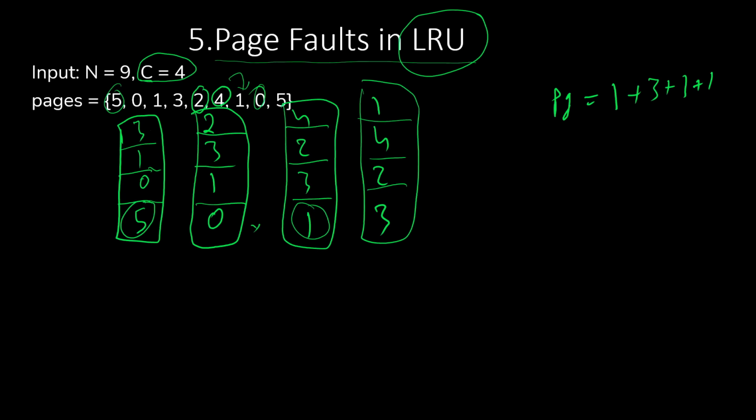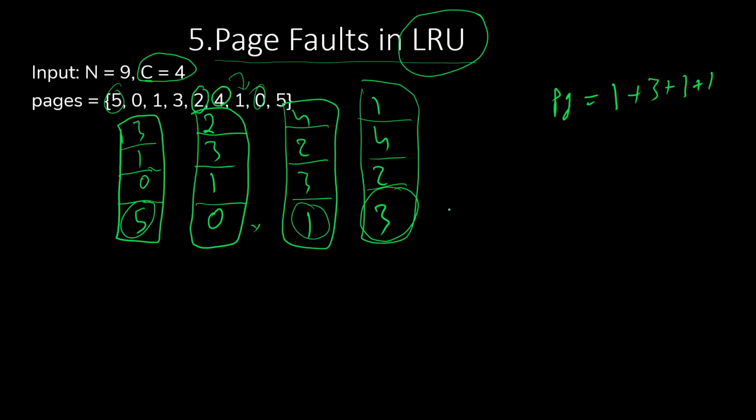Now coming to the next element, 0. 0 is not there, so we're going to remove the least recently used element, that will be 3. Now you can see the change here. If I hadn't moved the 1 to the top, then instead of 3, 1 would have been deleted, which is wrong. So that's why you place it on the top, so it avoids a conflict like this one.